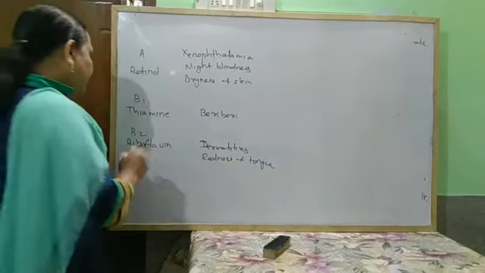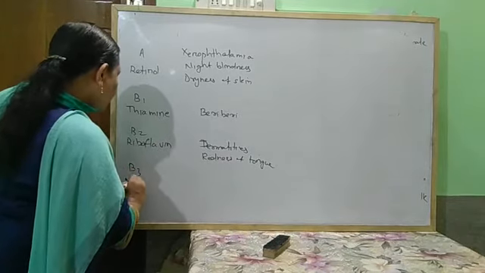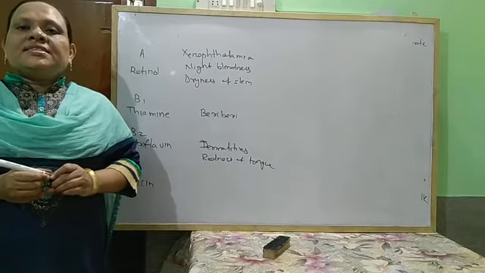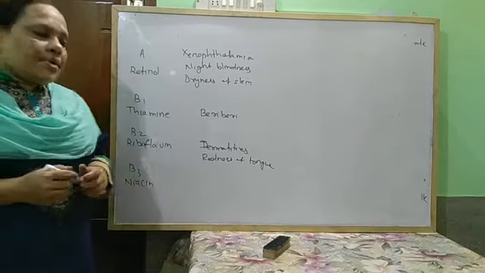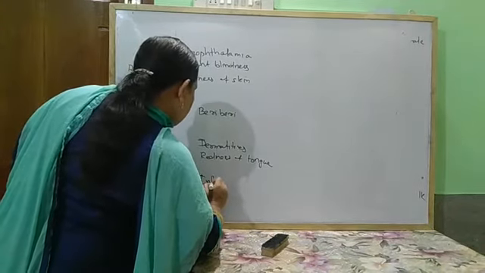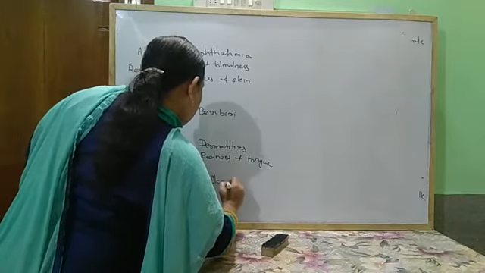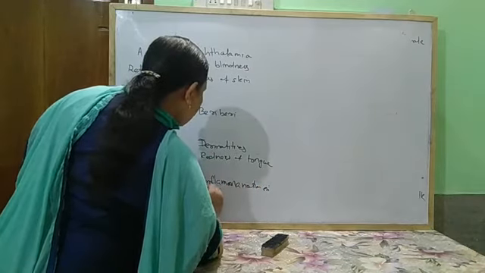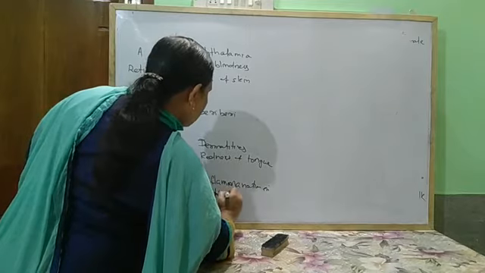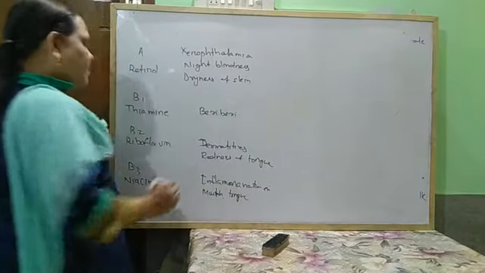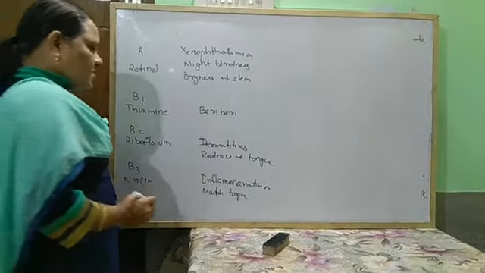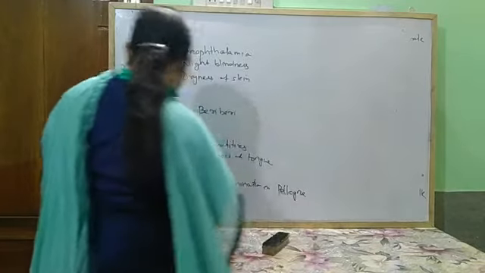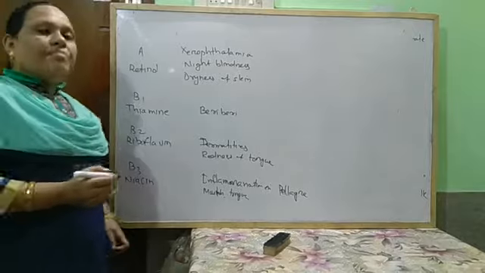Next, vitamin B3, known as niacin, and its deficiency causes inflammation in the mouth, tongue, etc. The deficiency disease of vitamin B3 is called pellagra.